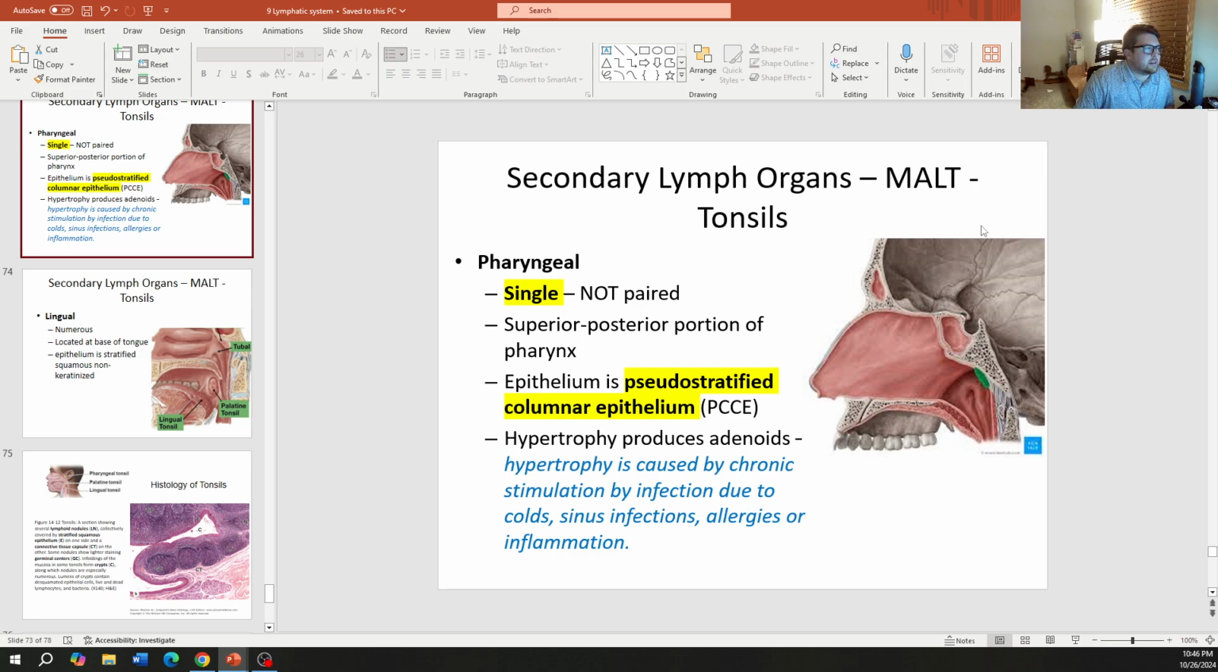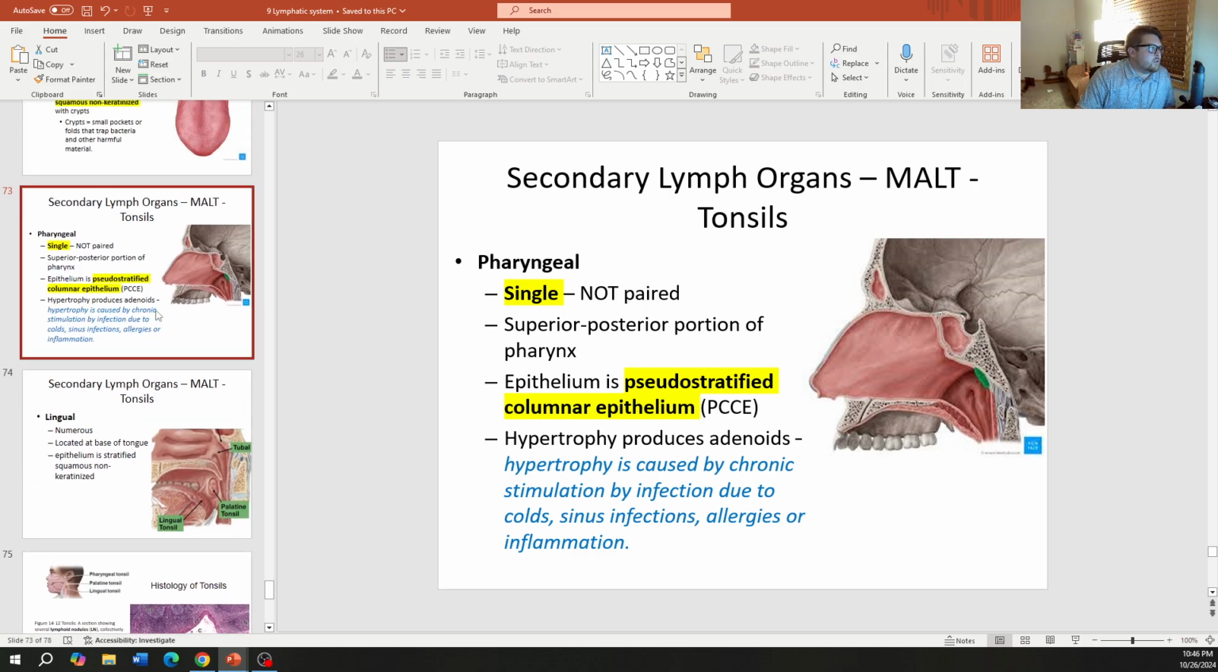Additionally, these tonsils, if you had heard of adenoidectomy, removal of your tonsils and adenoids. An adenoid is just the tonsils that have been chronically stimulated by infection. So especially kids who have lots and lots of ear infections, sinus infections, allergies, other sources of inflammation, anything like that, strep throat is a big one. They can get hypertrophy of the tonsils, and once they're hypertrophied, they then call them adenoids.